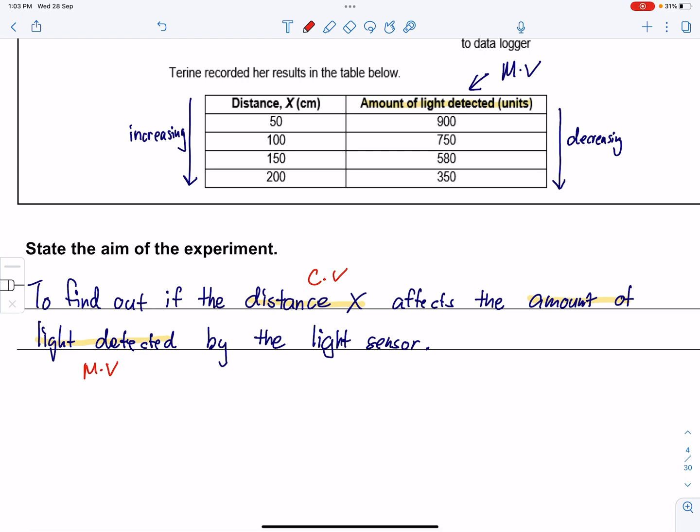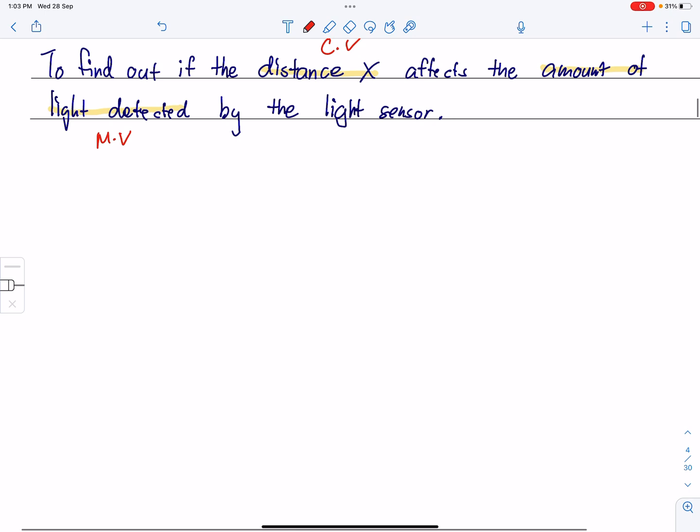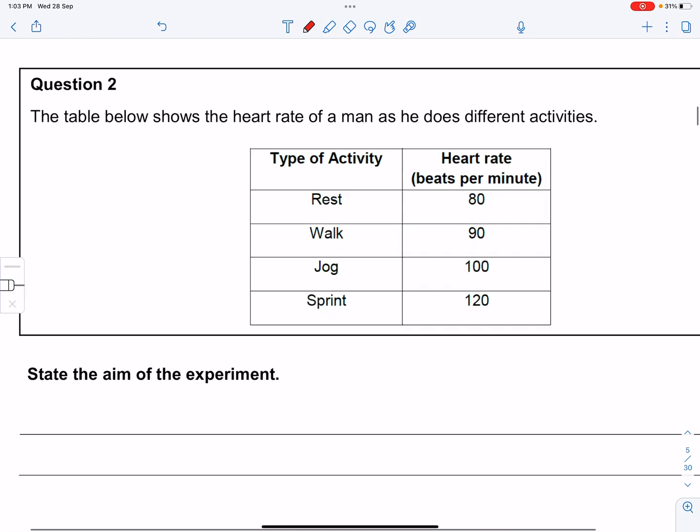Now, moving on. Question 2. The table below shows the heart rate of a man as he does different activities. So once again, first step, identify measured variable and change variable. The word different is here. This is my change variable. And then after that, heart rate is my measured variable. Okay. So if you take a look at it, ask yourself, what kind of activity are they?